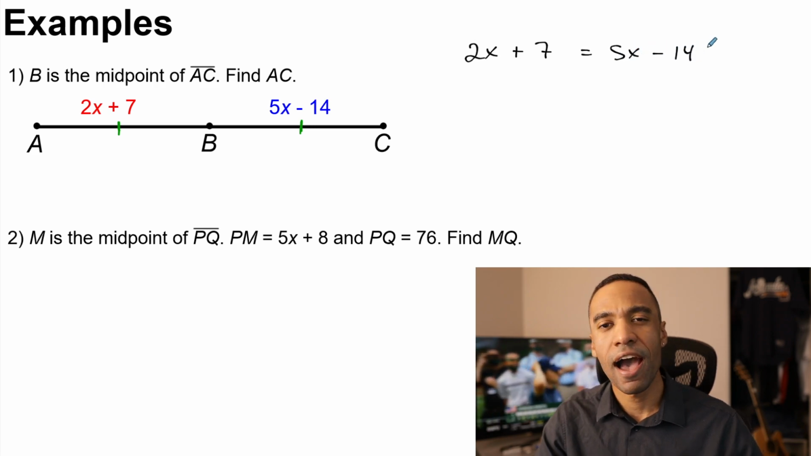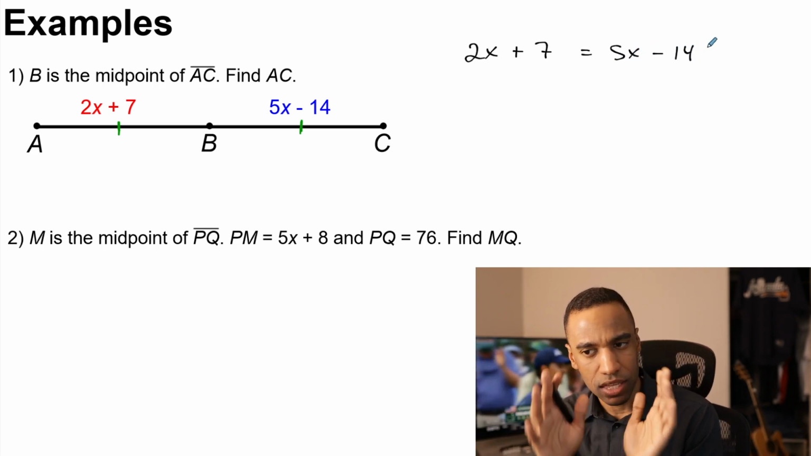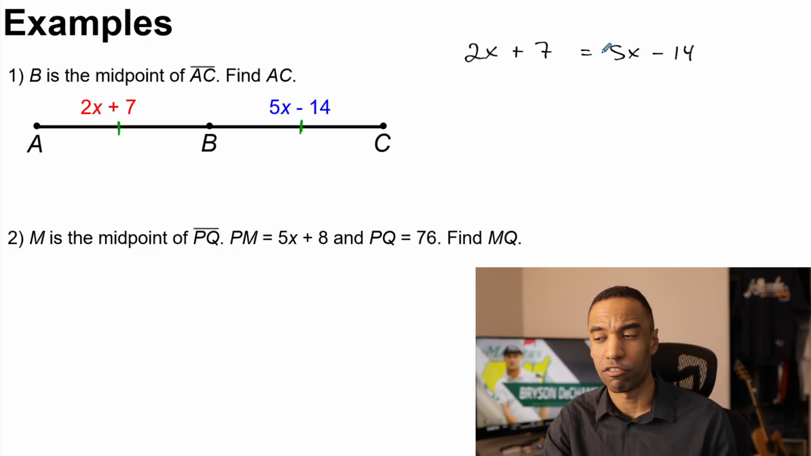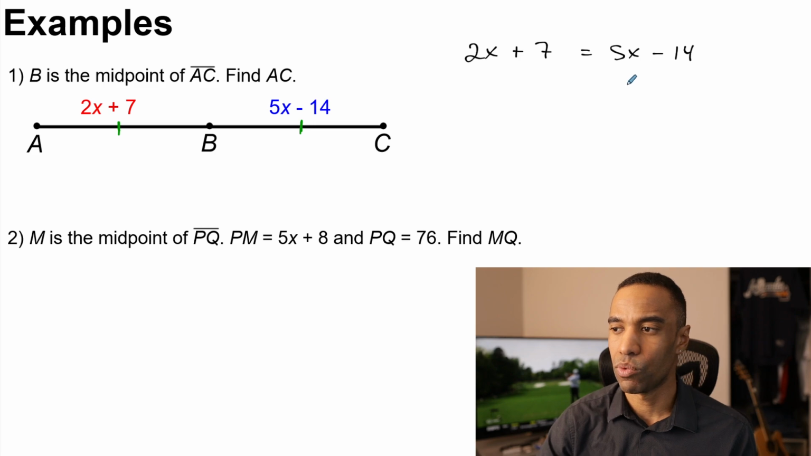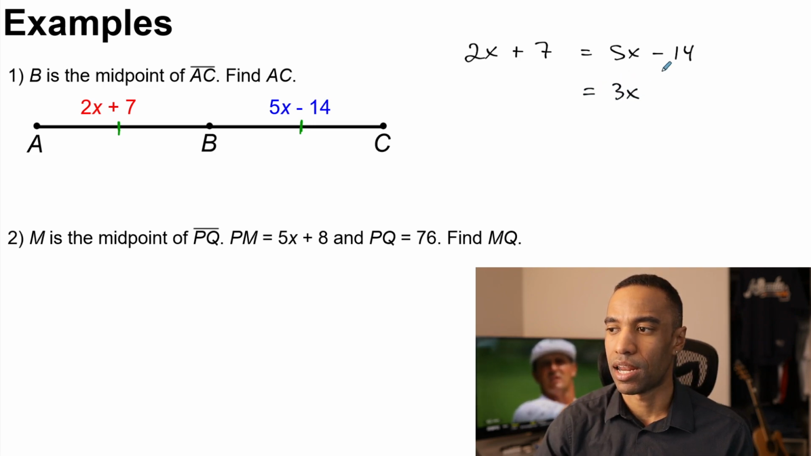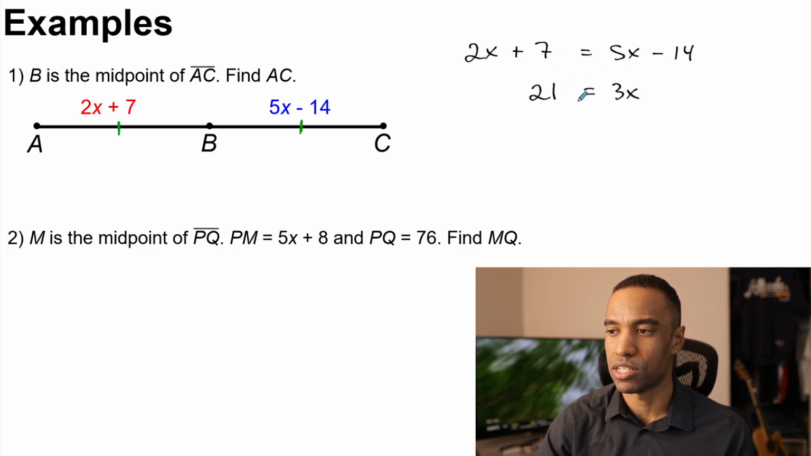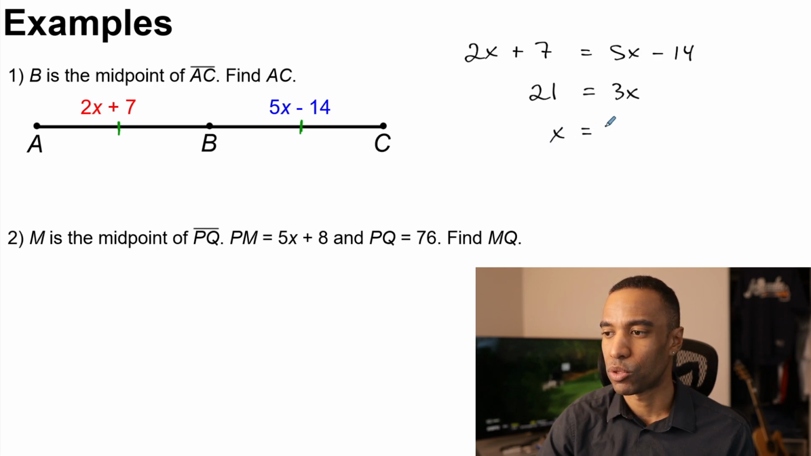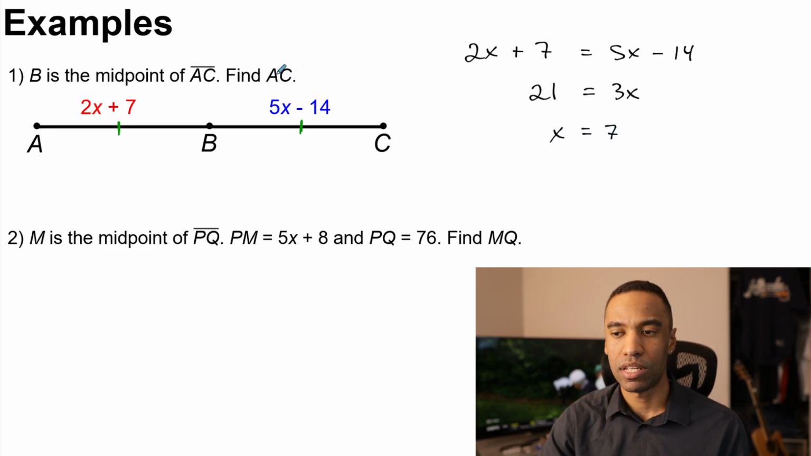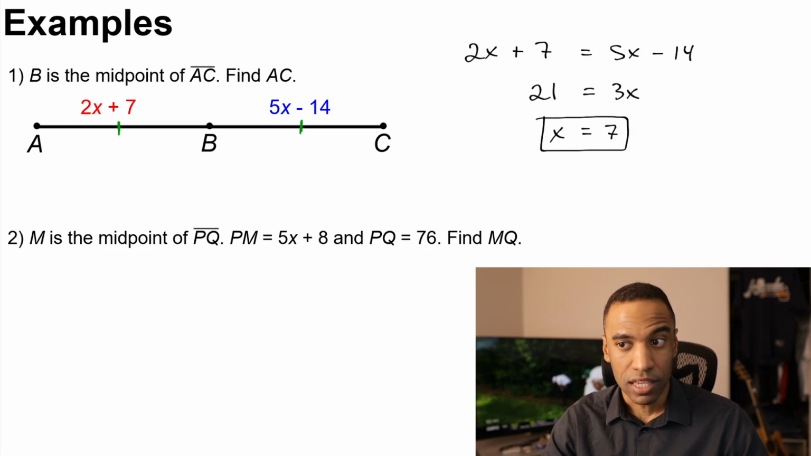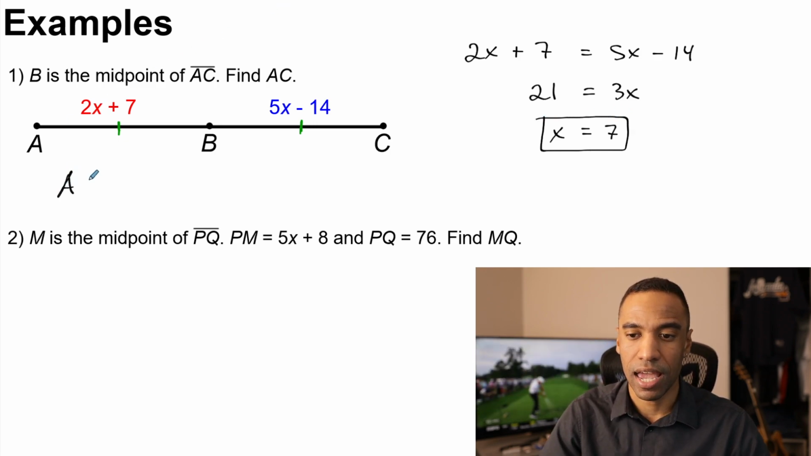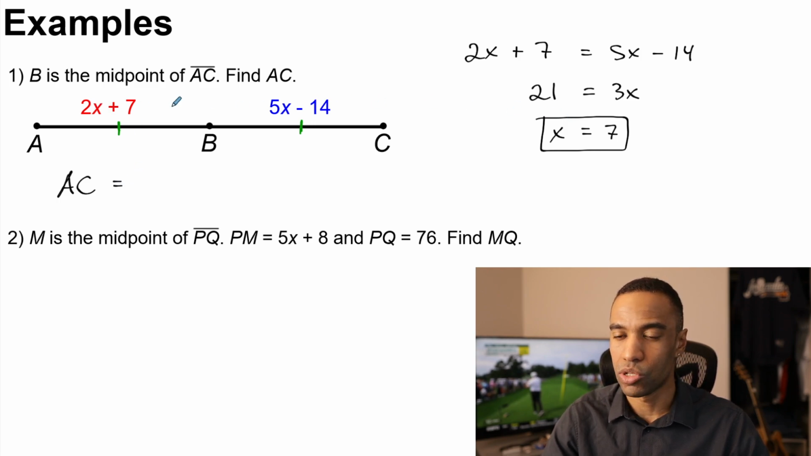There's nothing that they're adding to that we know here, right? We're not saying this plus this equals something. We don't have that information, but we do know that they're equal. So if I subtract 2x from both sides here and add 14 to both sides, I'll get 3x equals 21. And then divide by 3, I get x equals 7. And now we need to find the length of AC.